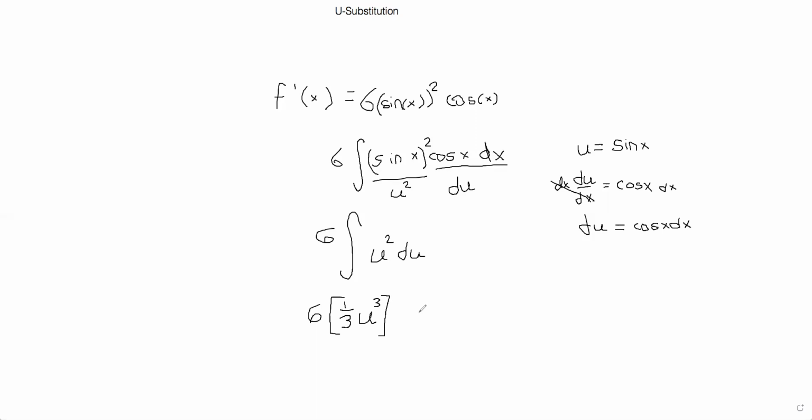The only thing we need to do now is to put u back in there, and then simplify a little bit. So this is going to be 6 times 1/3. That gets us 2. We're going to get 2 times u cubed. So that's going to be 2 times sine cubed of x plus C. And hey, we get exactly what we started with, so we know we did this correctly.